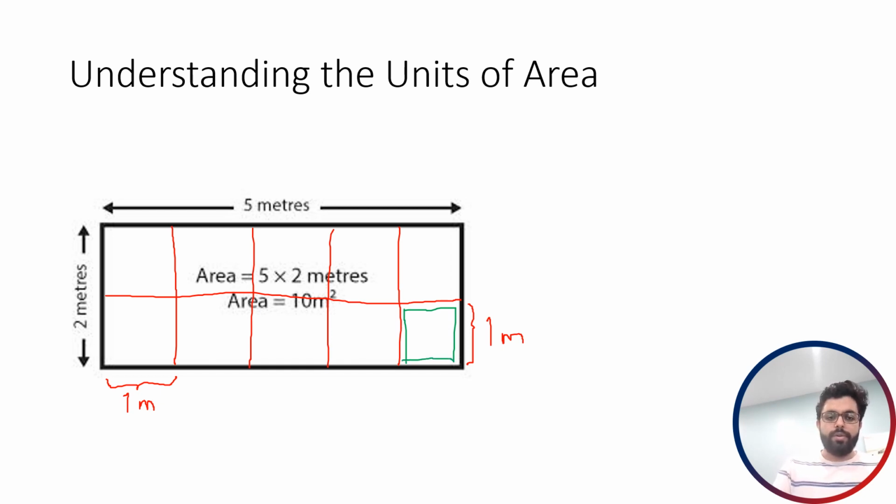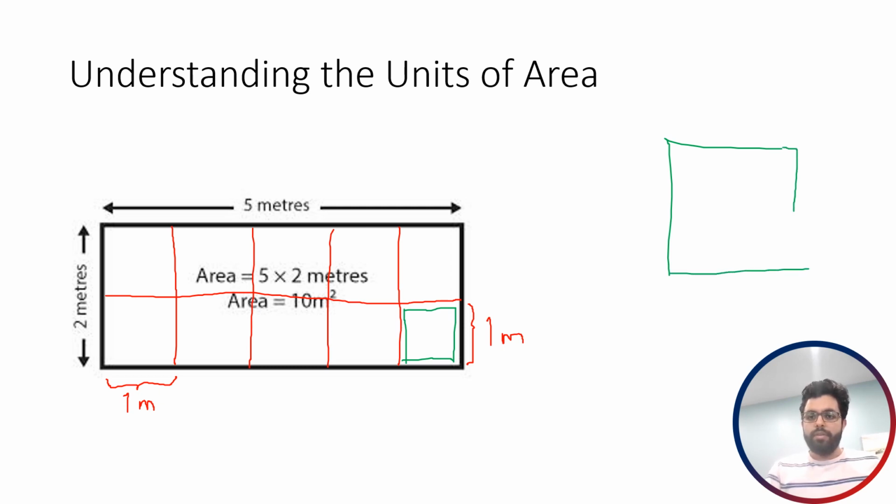So all 10 of these squares, we've got side lengths of 1 meter. So this is like the diagram that was on the previous slide. You've got a square like so, and if you've got 1 meter on the sides, then your area on the inside is going to be 1 square meter.